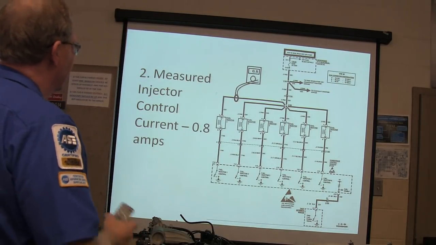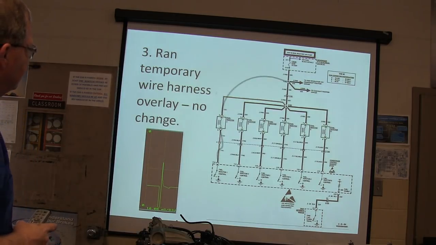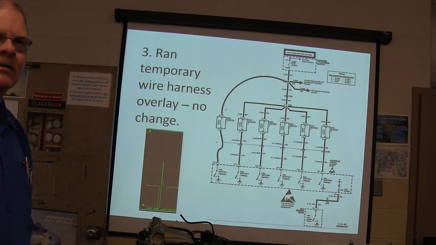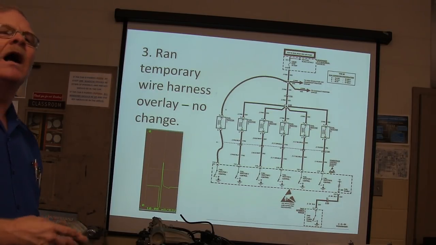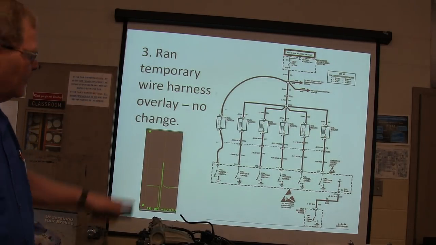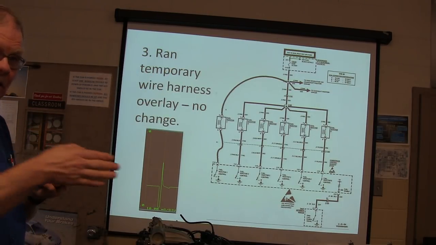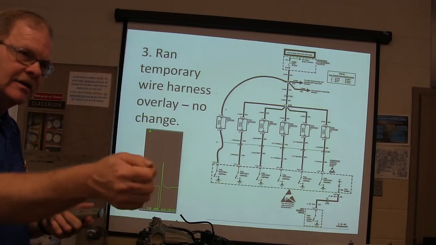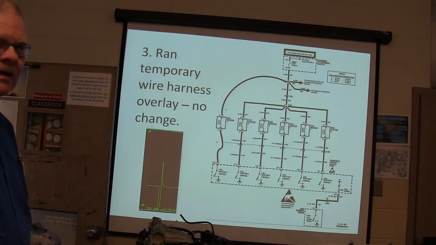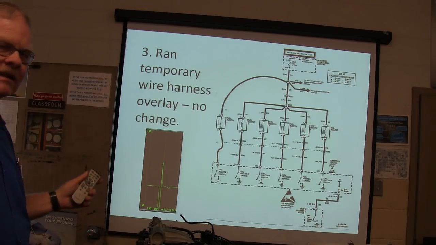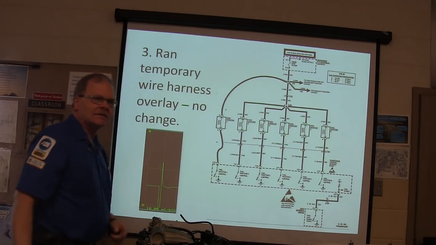All right, so we got 8/10, right? We ran a temporary wire harness overlay. Didn't change a thing. What do I mean? We ran our own wires to that injector, from the engine controller and from power. We wanted to see if there was a wire problem in the harness that we can't see somewhere. So we just hooked in here and ran some wires to the injector and wired it up to the right pins and all that. We just wanted to get the wires out of the loop. Didn't change a darn thing. This thing stayed just like it was.